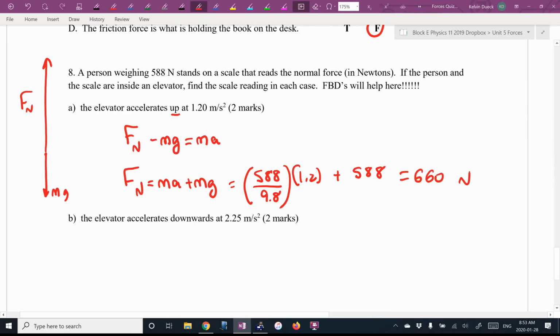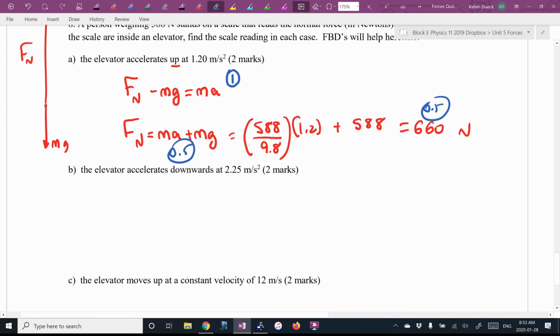If you got that 2 out of 2, otherwise I would give you 1 mark for that equation, half mark for that equation, and a half mark for the answer. Now we're accelerating downwards. I wonder if I can just in my mind modify this free body diagram here. If we're accelerating downwards, which line would be longer in this free body diagram here? Who would be winning? Same answer.